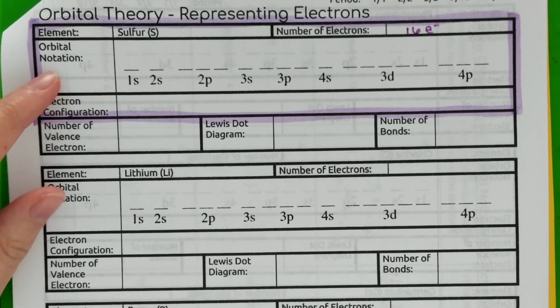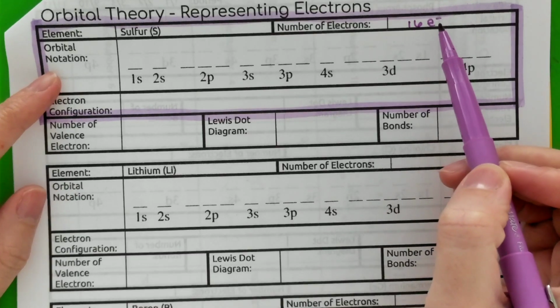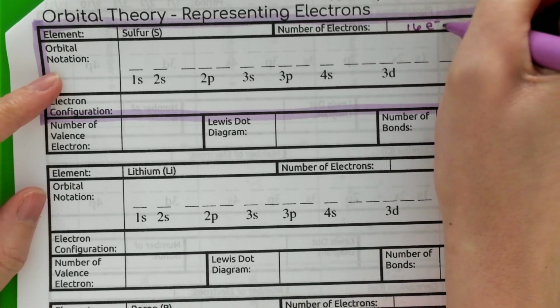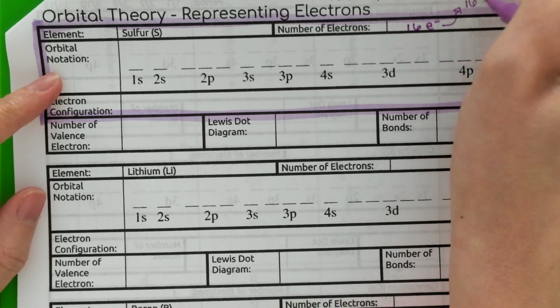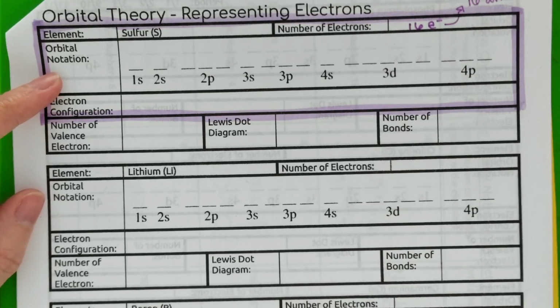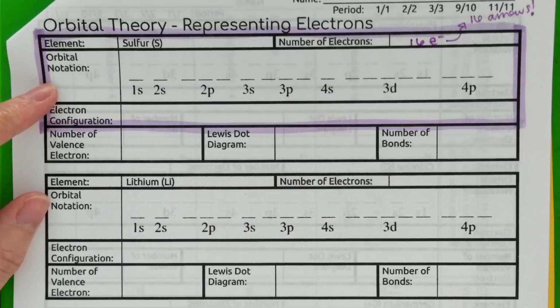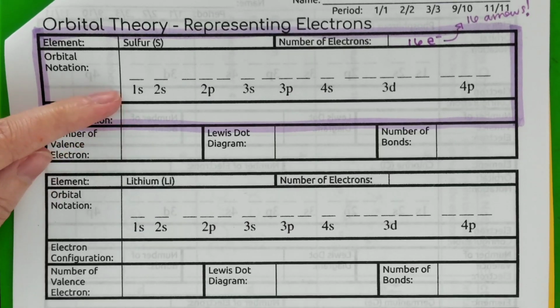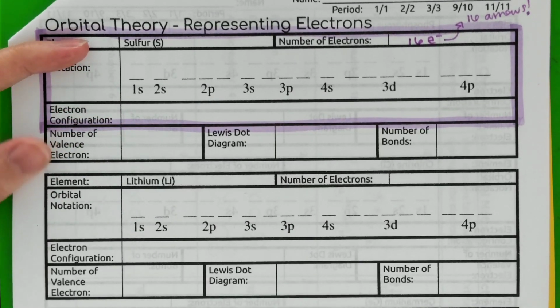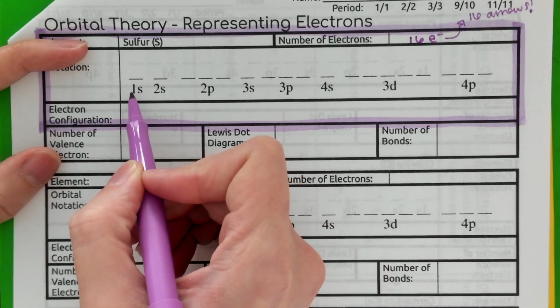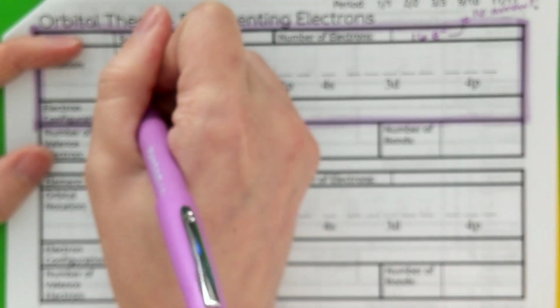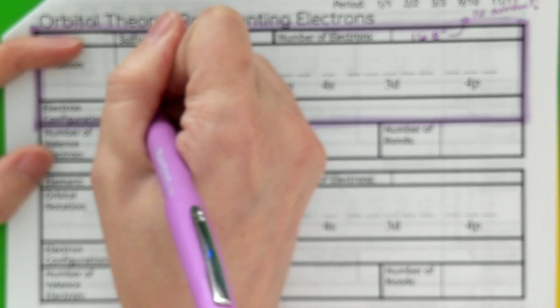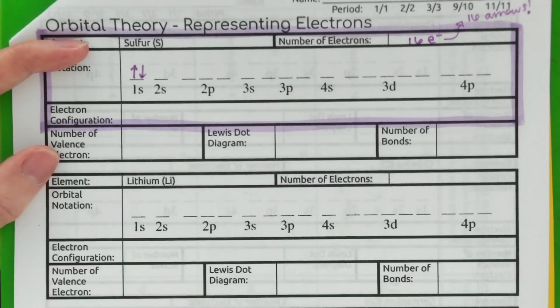So our orbital notation, we know that we have 16 electrons. That also tells us that we need 16 arrows. Right, 16 arrows. 16 electrons, 16 arrows. So we're going to make sure we're filling this out using all of our rules that we talked about, starting with the lowest level first. We're going to do an up arrow and a down arrow. Now remember, we got to fill in the lowest level first, and the entire level needs to be full before we can add another one.